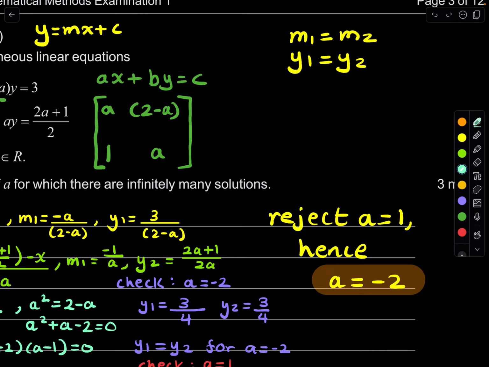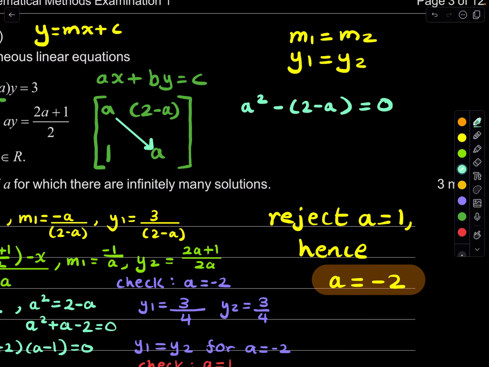To find the determinant, you're going to multiply these first here. A times A. It's always going to start from the top left to the bottom right. Always. So, A times A, which is A squared. And you're always going to put a minus. And then do the same for these two here. 1 times that is basically 2 minus A. And you let that equal to 0.